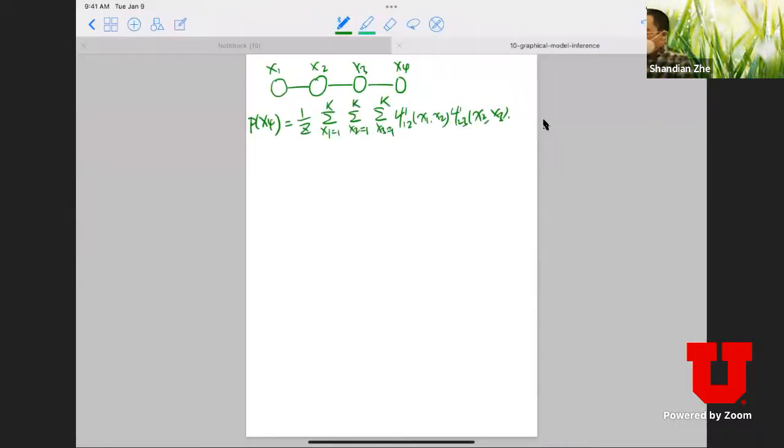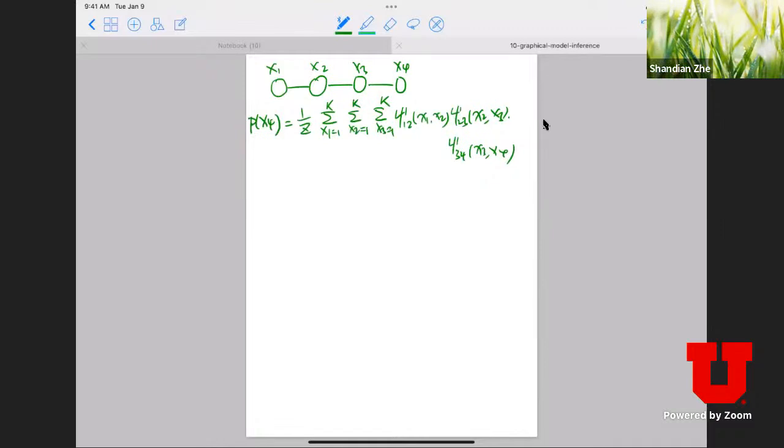times psi34 of X3, X4. This is just the original definition. We know that if you just enumerate all possible potential function values and do the summation, that would be very, very costly. But how do we simplify the computation? We can do a kind of nested sum from left to right.